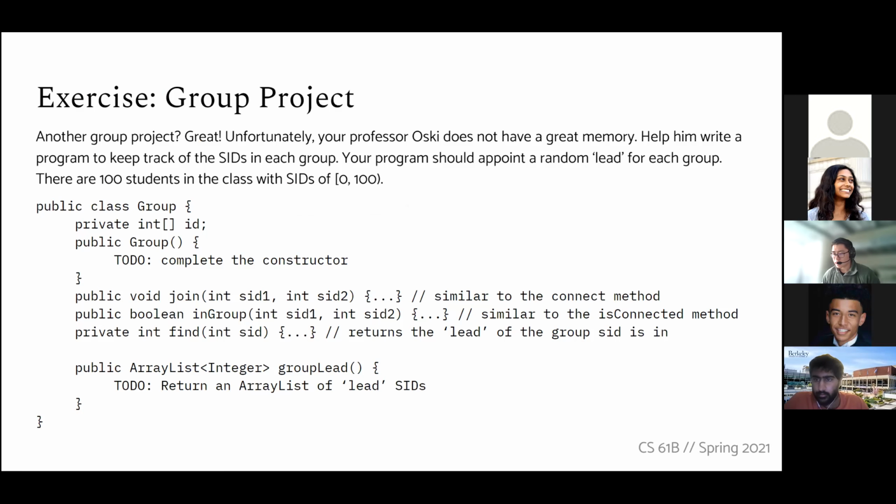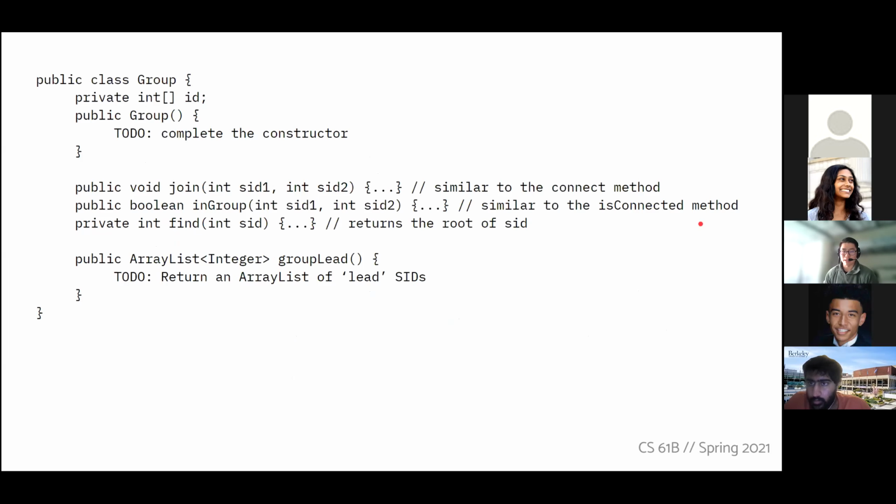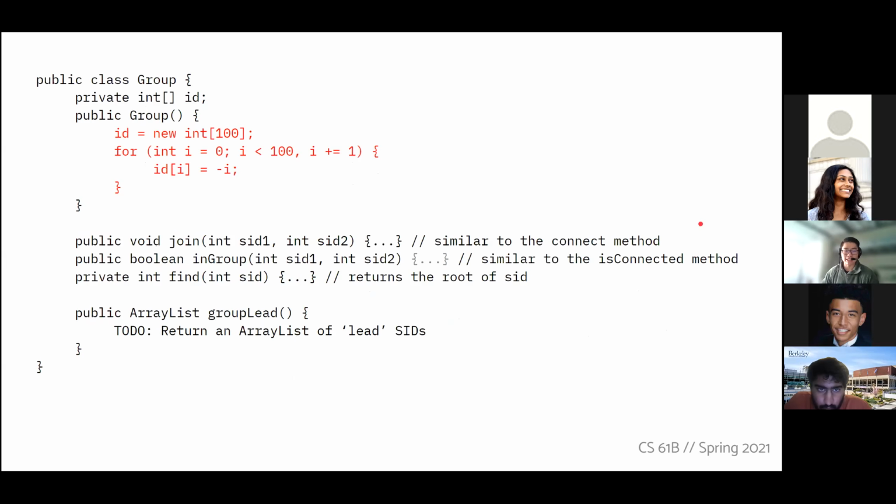Okay, let's see. How do we fill everything in the array ID with the negative index or -1? Oh, so yes, in this case, we are filling it with the negative SID or the negative index. The same thing here. All right, so without further ado, let's go on and take a look at group lead.